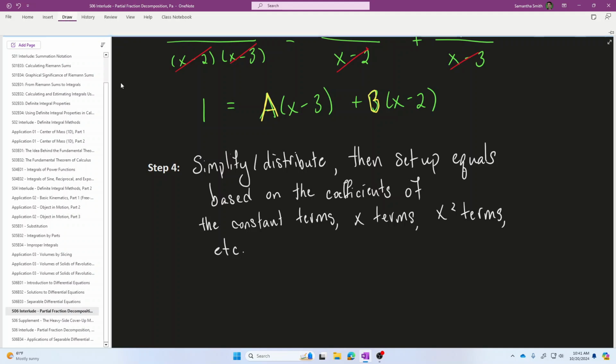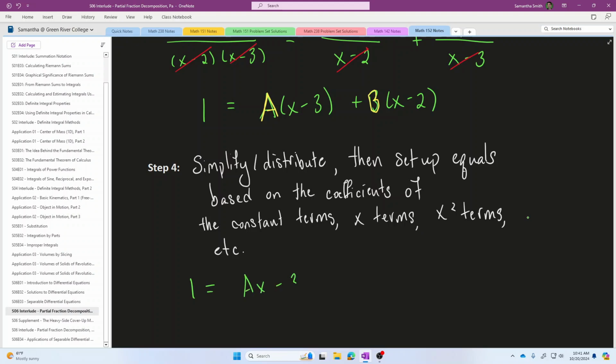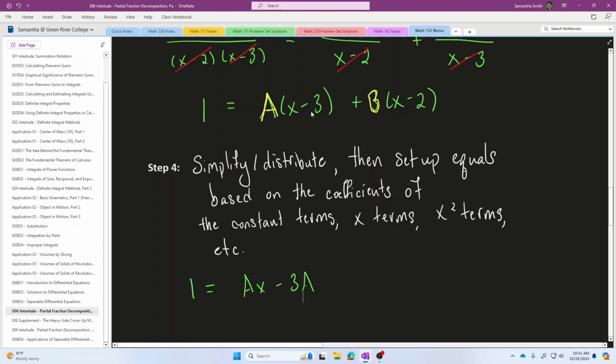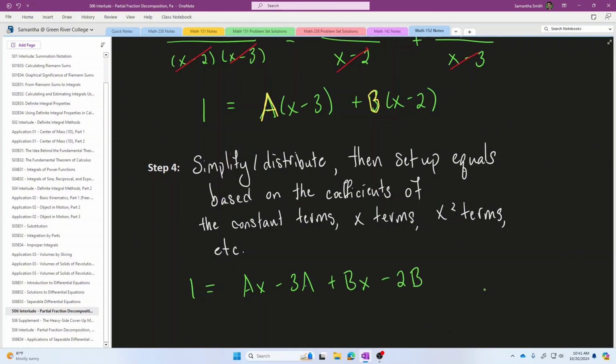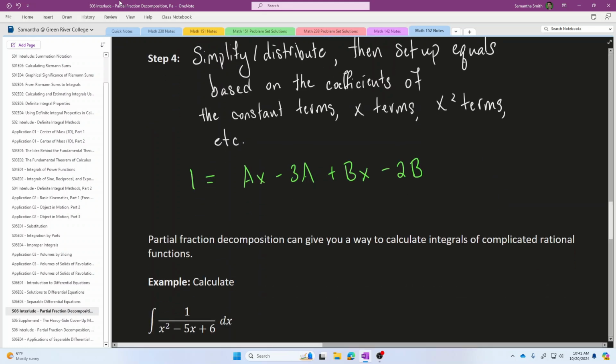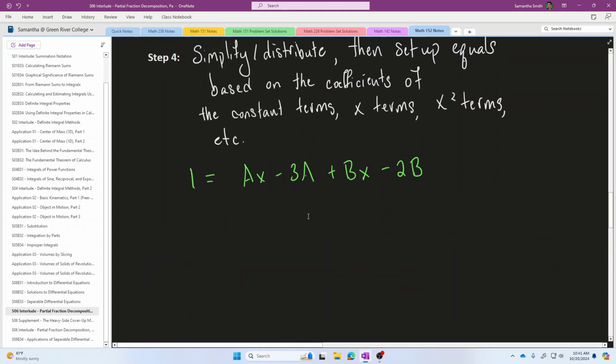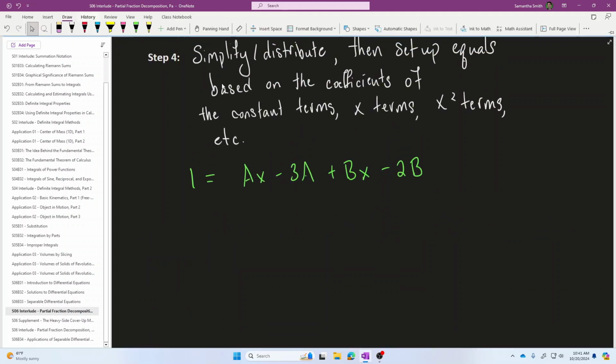Let me show you what I mean, going back once again to our running example. I'm going to start by distributing the equation that I just wrote down. So I distribute A through this expression, giving me A times x and negative 3 times A. And I'm going to distribute B through this expression, B times x and negative 2 times B. Now I'm going to go into this equation and I'm going to consider the x terms and the constant terms separately.